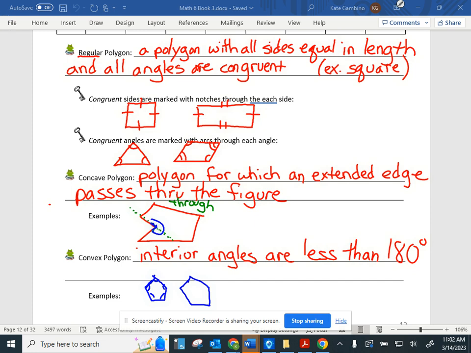We can also say that none of these exterior lines, when you extend them, go inside. There's no cave-ins. So if we extend all of the sides, none of them go inside our polygon. Concave, it goes inside the polygon, it's caved in. Convex, none of those outside lines will touch the inside. All of these angles are less than 180 degrees. They're smaller than a straight line. Does that make sense? All right.